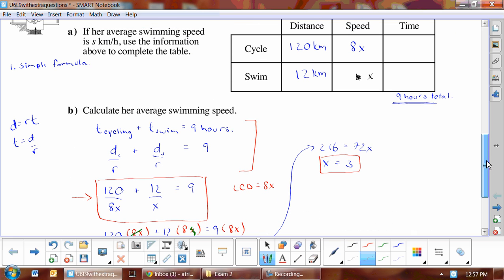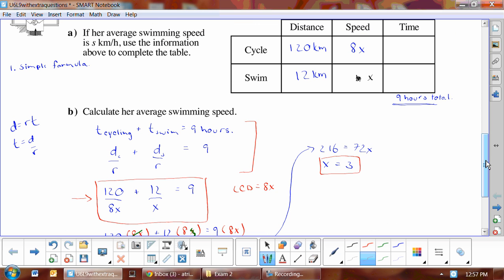Okay, so if we look back at our chart and we say, okay, well, x represented the speed of the swimming. So the swim speed is 3 kilometers per hour. And then how would we find the cycling speed as well? Exactly, cycling speed is 8 times 3 to 24 kilometers per hour.